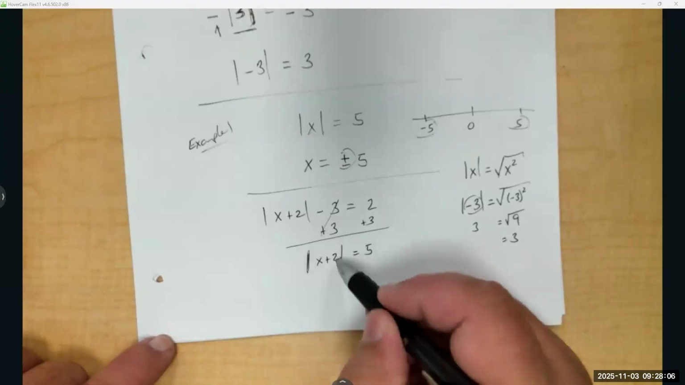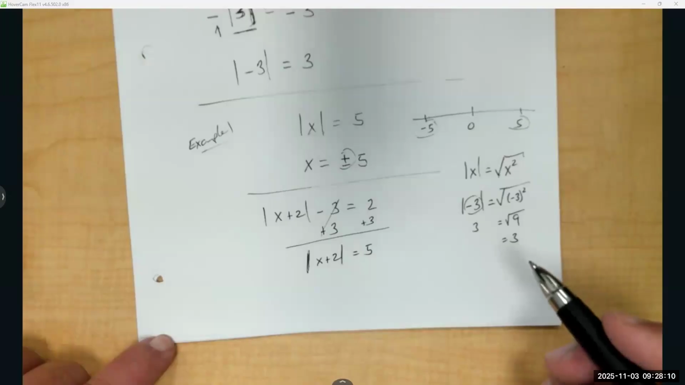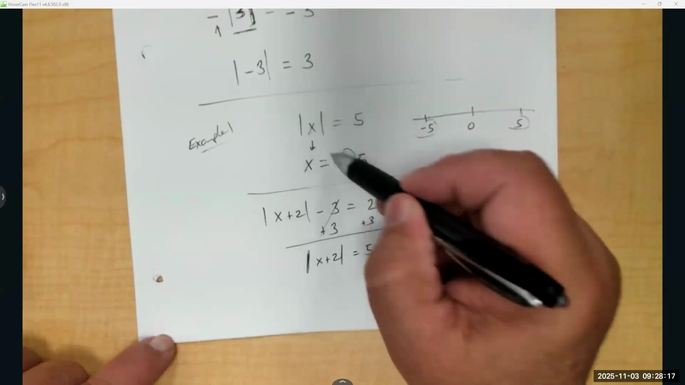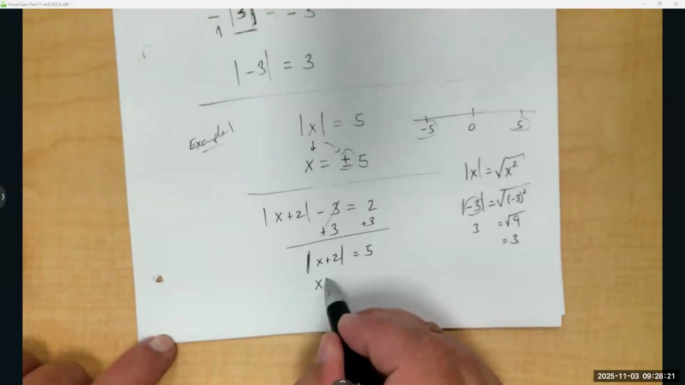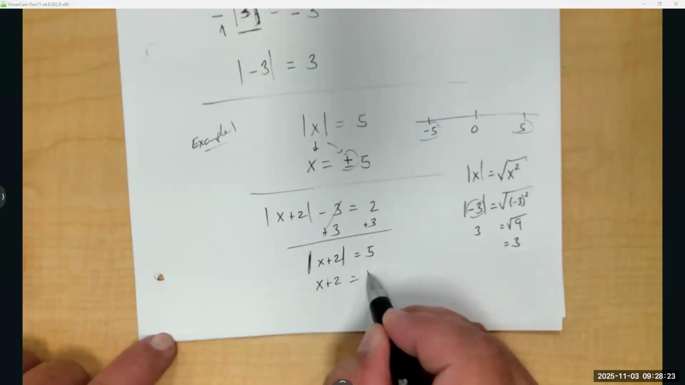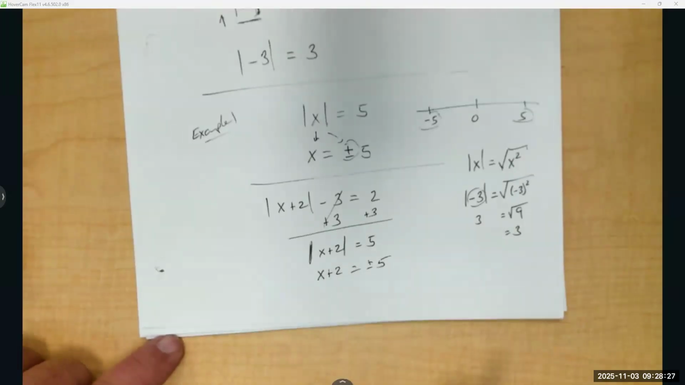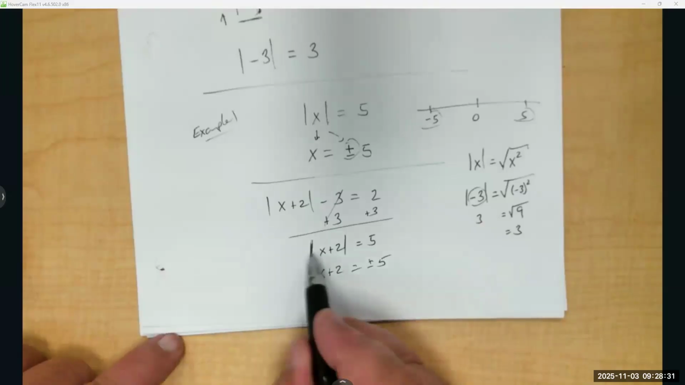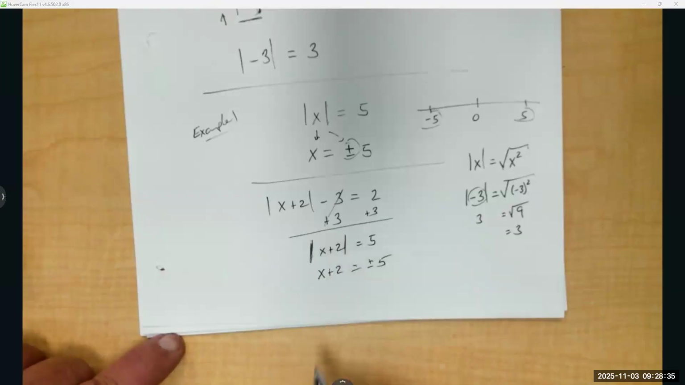What about the absolute value signs? What do we do with those? That's what we just did here. From here to here, we got rid of them, and that became a plus or minus. So when we get rid of the absolute value sign, we have to put a plus or minus in front of the answer. We can't get rid of anything else. There's only stuff inside there.